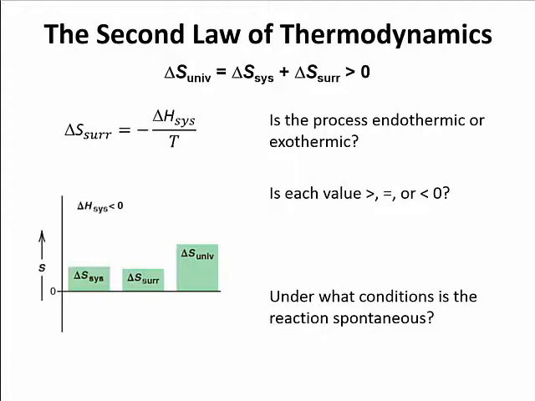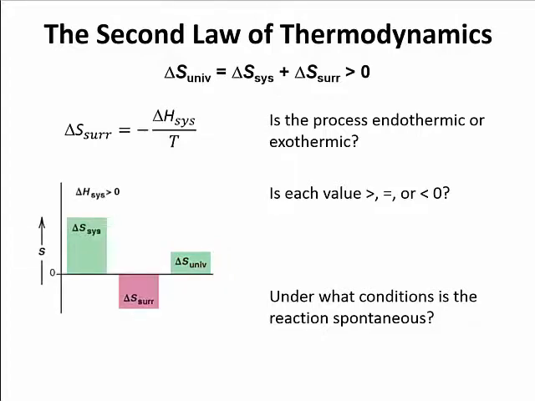Okay, let's look at another example here. Is this process endothermic or exothermic? Well, looking at delta H of the system, we can see that that's a positive value, which means this is an endothermic process. Okay. Now, in this example, we're saying delta S of the system is a positive value. Okay. Delta S of the surroundings is going to be a negative value. Why? Well, because delta H of the system is positive, and we plug that into the equation, we get a negative value for delta S of the surroundings.